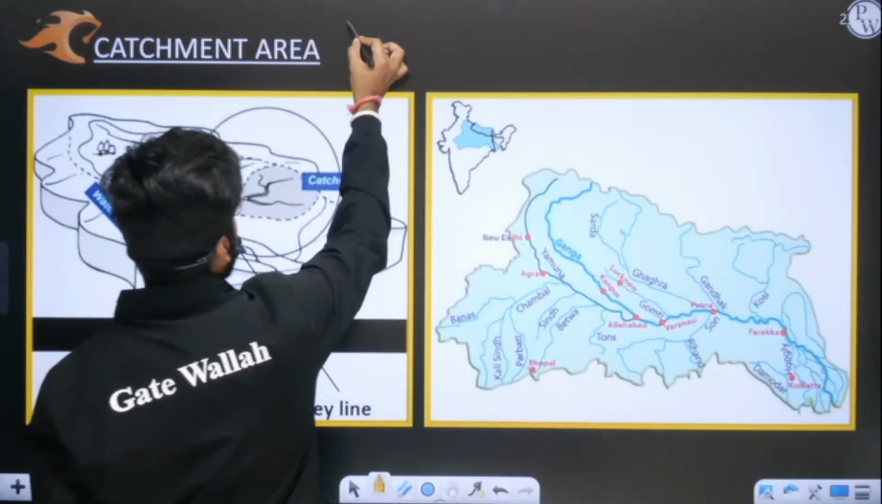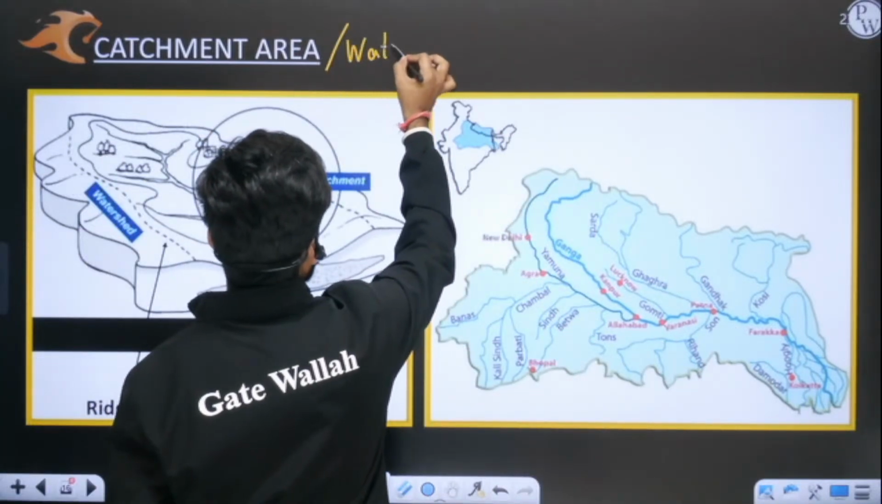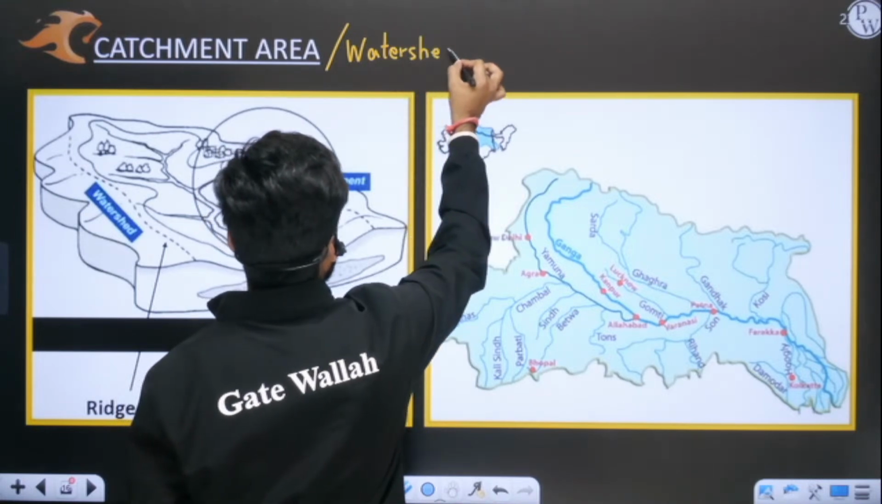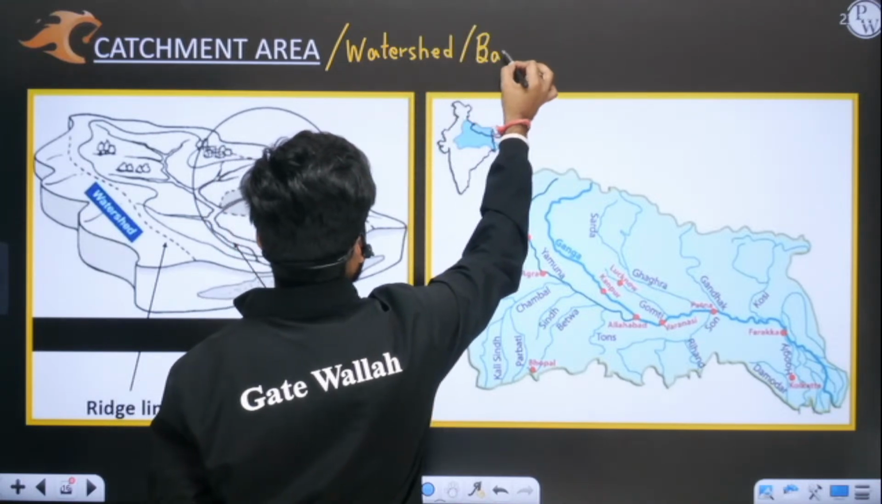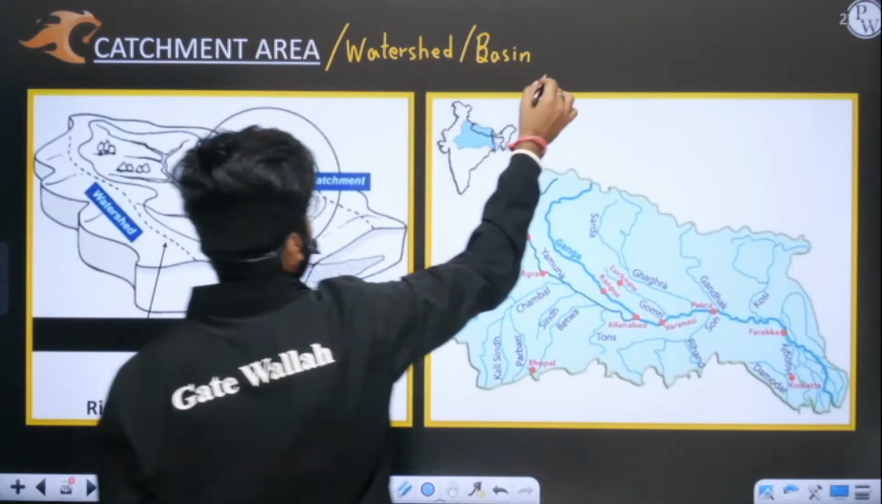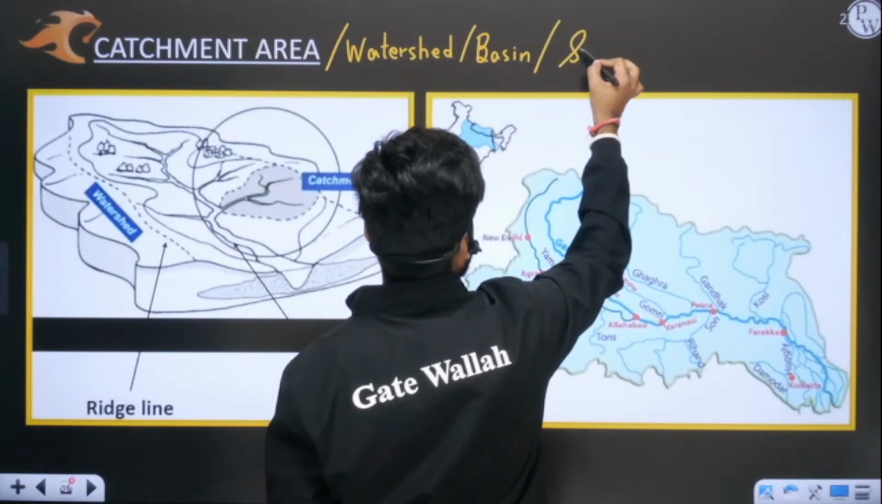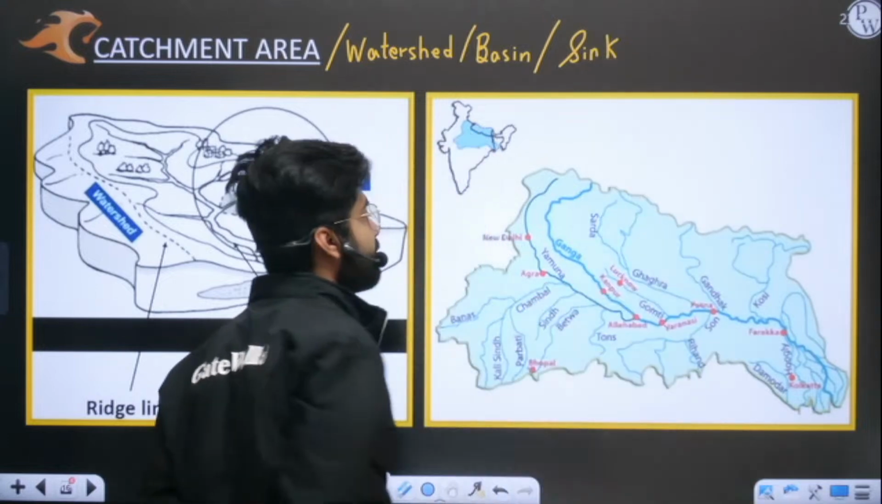See, catchment area is also known as watershed. In USA, we call it watershed. In some countries, we call it basin. In India, basically, we call it catchment area. Some places we call it water sink. Okay, like that. Different names are there.